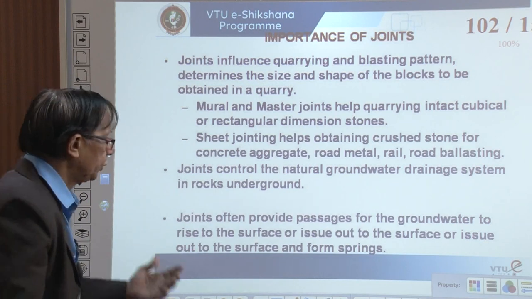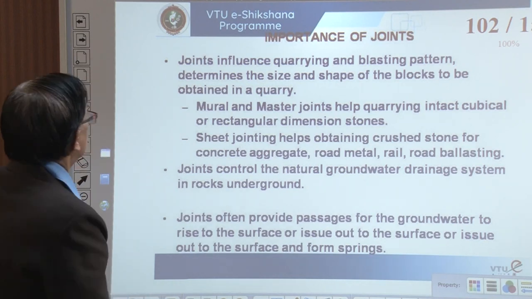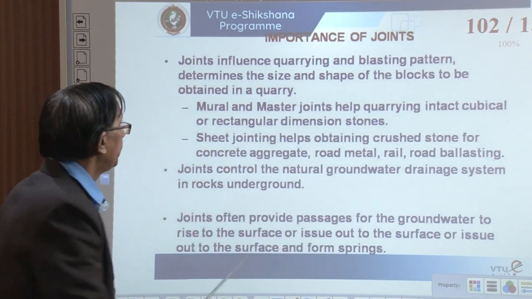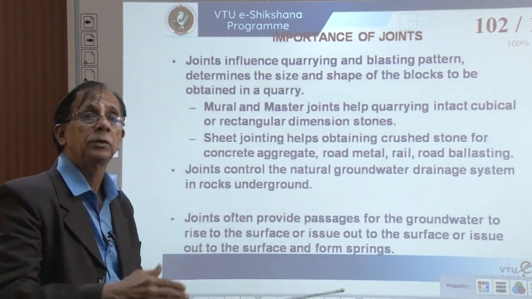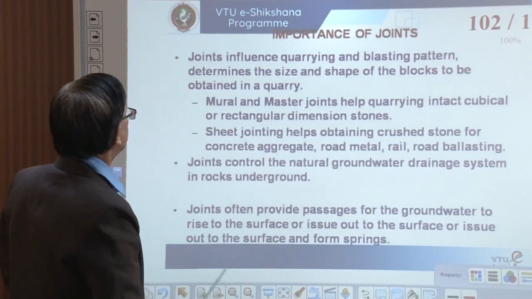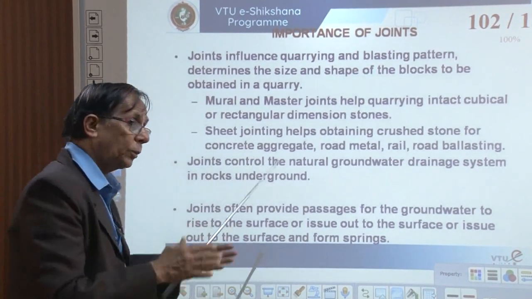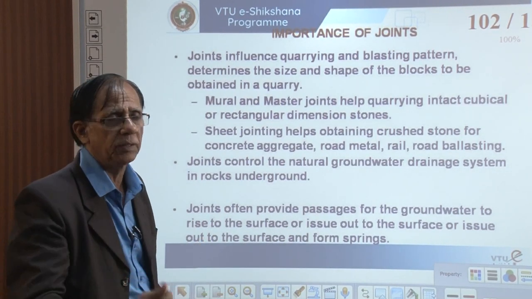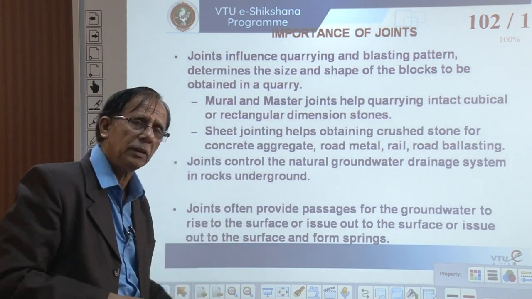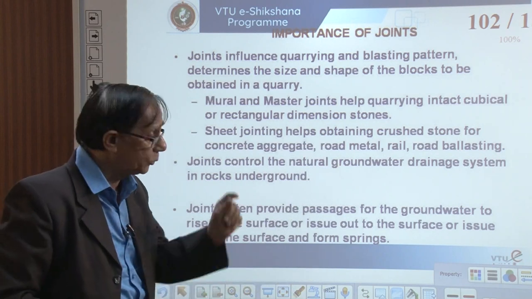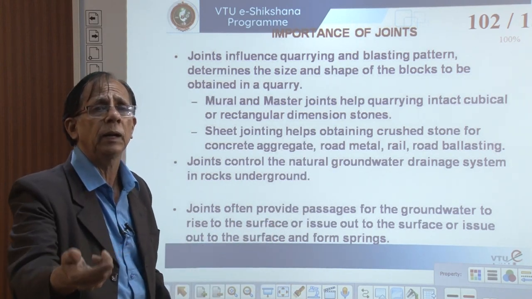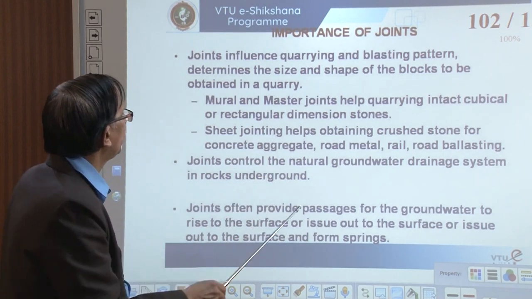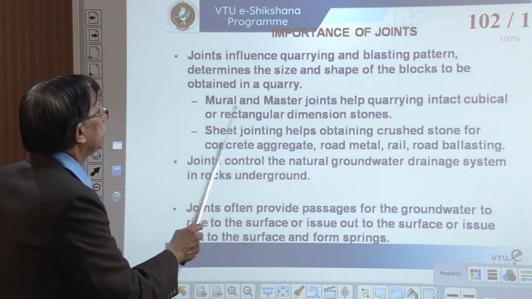So there are advantages and disadvantages of joints. Yes, joints influence quarrying and blasting patterns, and it is easy to excavate because of the joints. Excavation is faster. Advantages. But often, if joint blocks are too closely spaced, it is difficult to get the required size of material. If I want blocks for masonry work, and the joint spacing is so close, we only get small aggregate. Therefore, the spacing of joints is important and useful for quarrying.